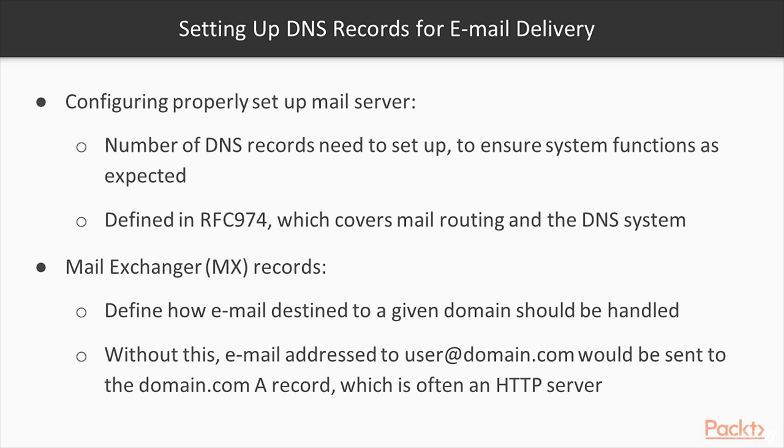When configuring a properly set up mail server, there are a number of DNS records you need to set up in order to ensure that the system functions as expected. Some of these are defined in RFC 974, which covers mail routing and the DNS system. The main piece you need to understand is mail exchanger records. These records define how email destined to a given domain should be handled.